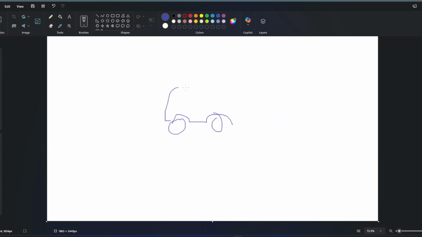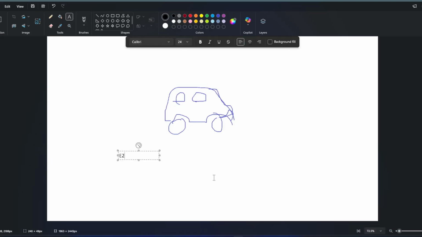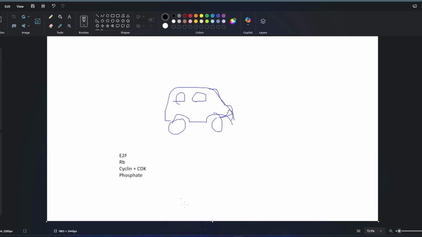Here is my car, with windows and stuff. Kind of looks funny. Let's introduce the characters: E2F, RB, cyclin plus CDK, and phosphate. First, E2F is the gas pedal, a protein that desperately wants to push the gas pedal and copy the DNA, so we drive forward into more cell growth.